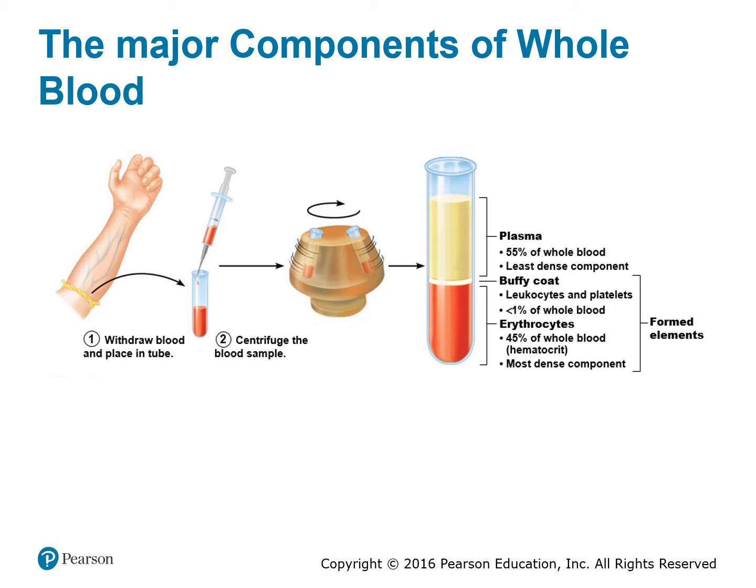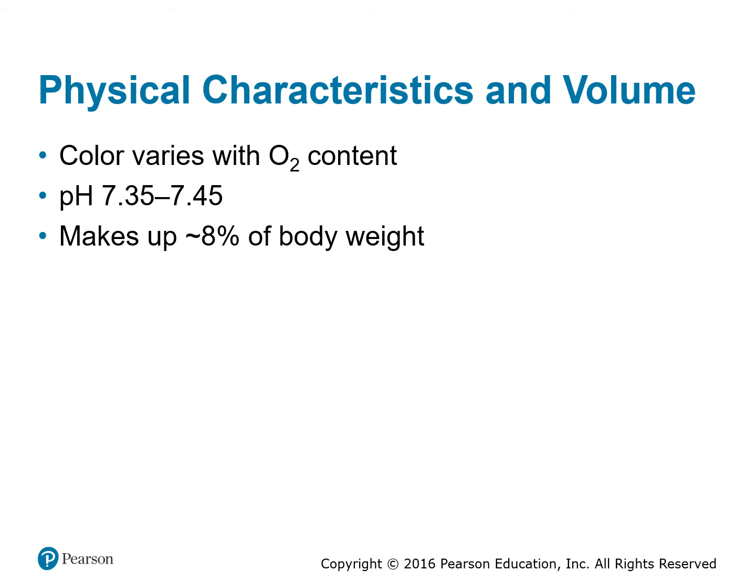When you do this centrifugation separation, you're going to find the white blood cells and the platelets in the buffy coat, that white layer that I mentioned earlier. And again, the plasma is going to be found on top, as indicated by the yellow layer. Here we're going to talk about some physical characteristics and the different volumes of blood that exist between males and females.